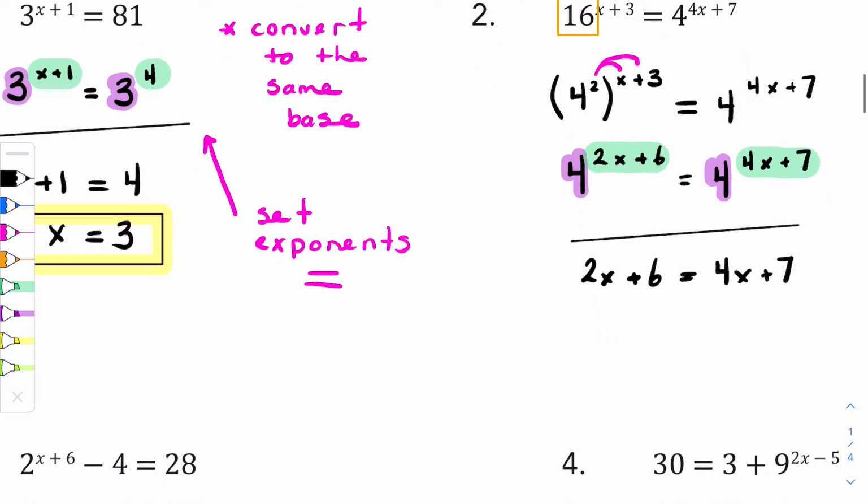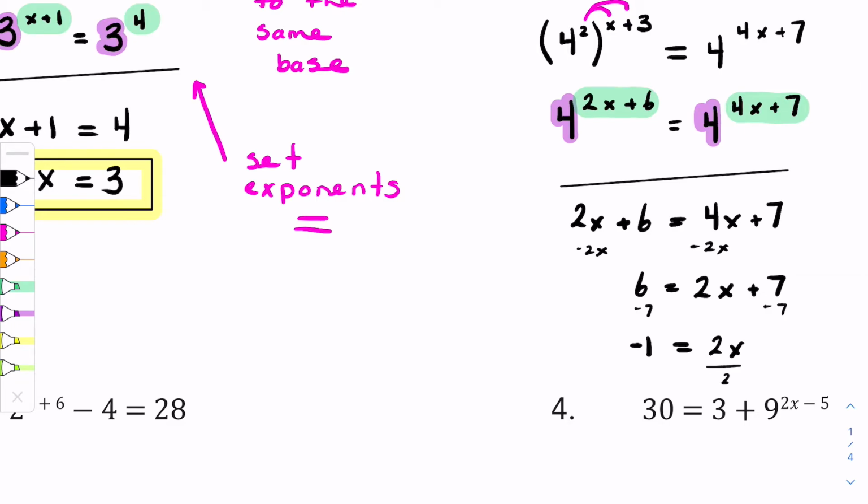In order to solve for x, I'm going to subtract 2x from both sides. 6 is equal to 2x plus 7. I'm going to subtract 7 from both sides. I end up with negative 1 is equal to 2x. Divide both sides by 2, and x is equal to negative 1/2. You can also check this answer.